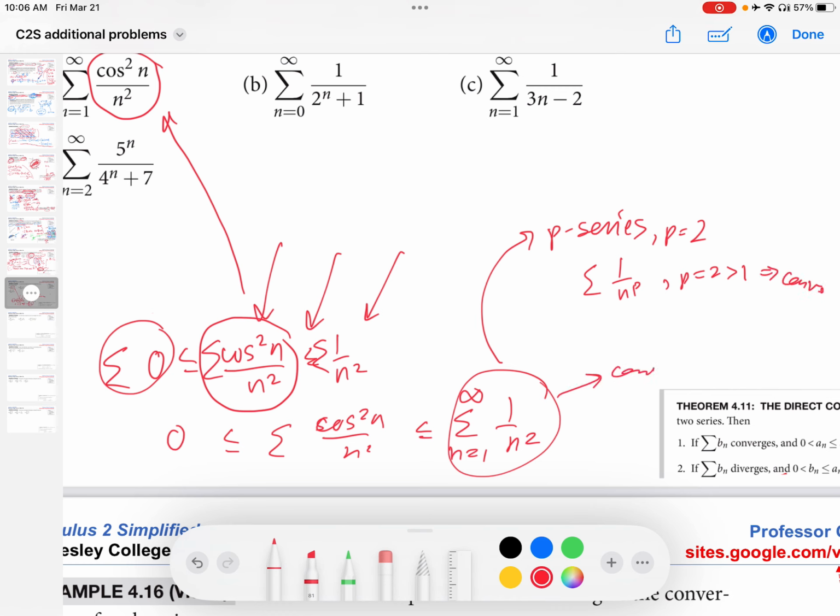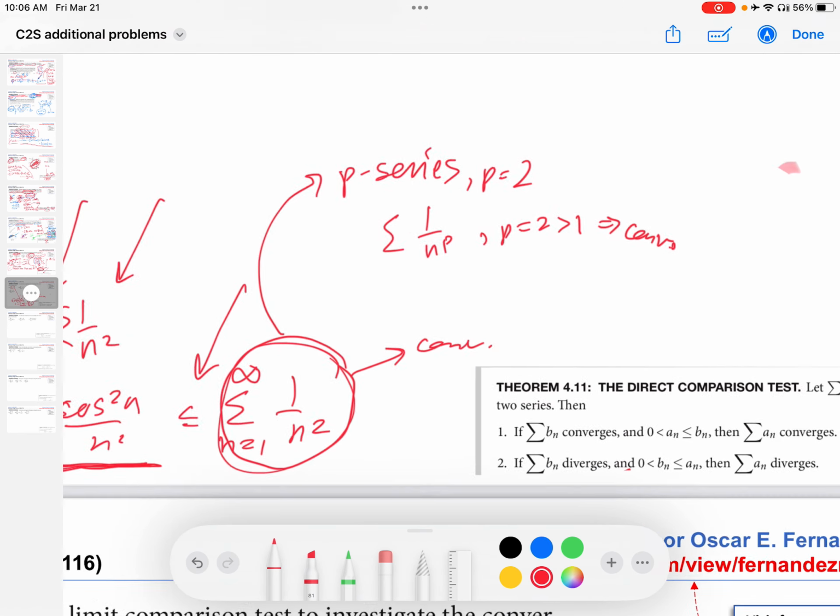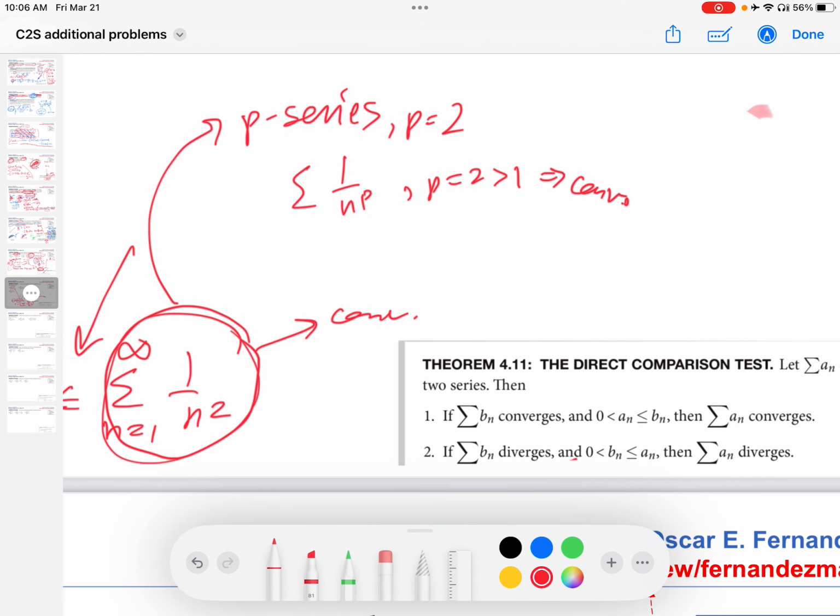So this series converges. If we step back, what do we got? We got a series we're trying to determine convergence or divergence for. We have found a larger series that converges. So if we have found a larger series that converges, then the series we're looking for, the direct comparison test tells us, converges.